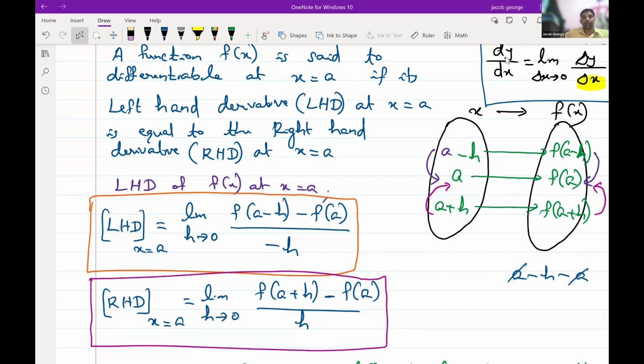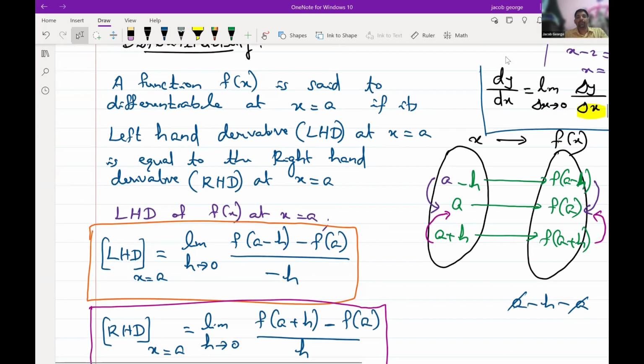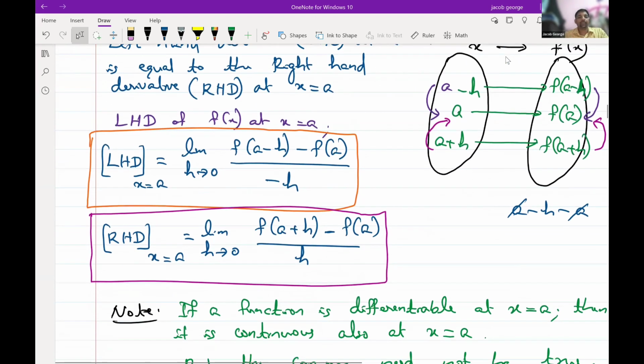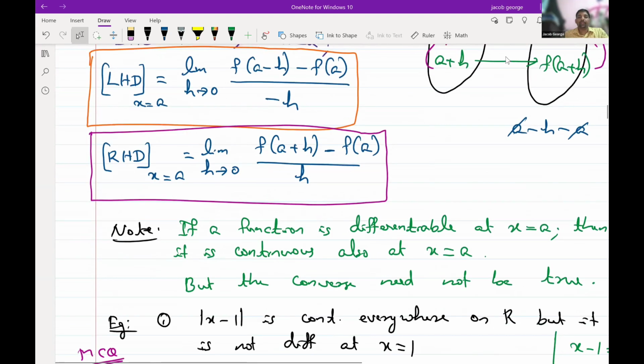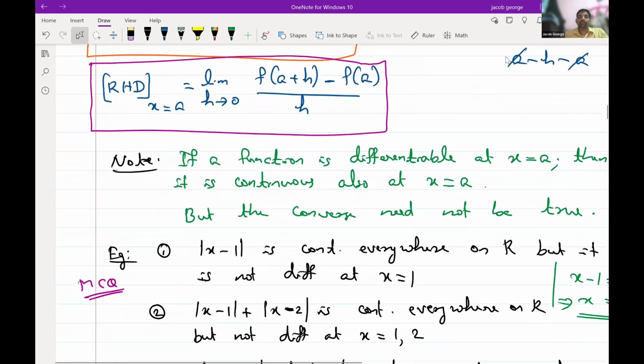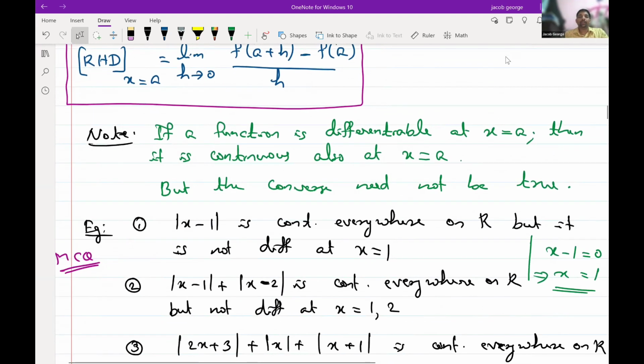Is it clear? All of you understood? So a function is differentiable means these two must be equal. Then this note is also important. If a function is differentiable at x equal to a, then it is continuous also at x equal to a. All differentiable functions are continuous, but the converse need not be true. All continuous functions need not be differentiable.